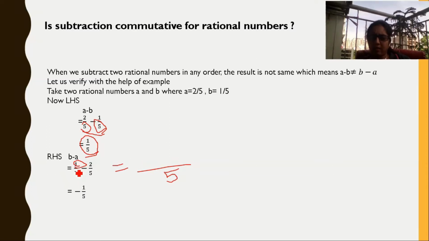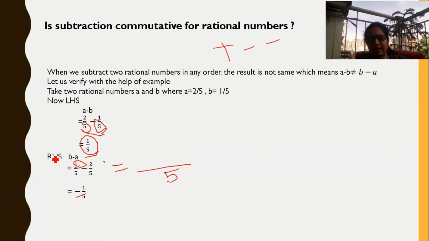1 upon 5 is a positive number and 2 upon 5 is a negative number. We know that if one number is positive and another is negative, we subtract the numbers. When we subtract 2 minus 1, we get 1, and the sign of the 1 depends upon the greater number. Between 2 and 1, 2 is the greater number and the sign of the 2 is negative. So in our answer, we put negative. So when we solve the right hand side, we get minus 1 upon 5.